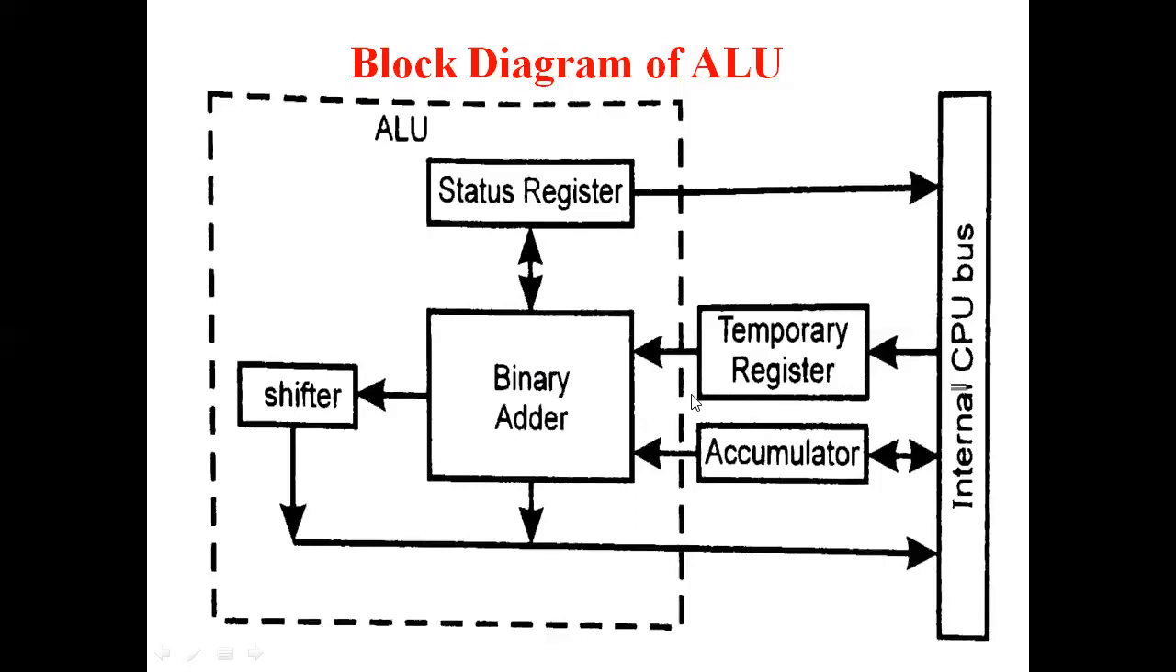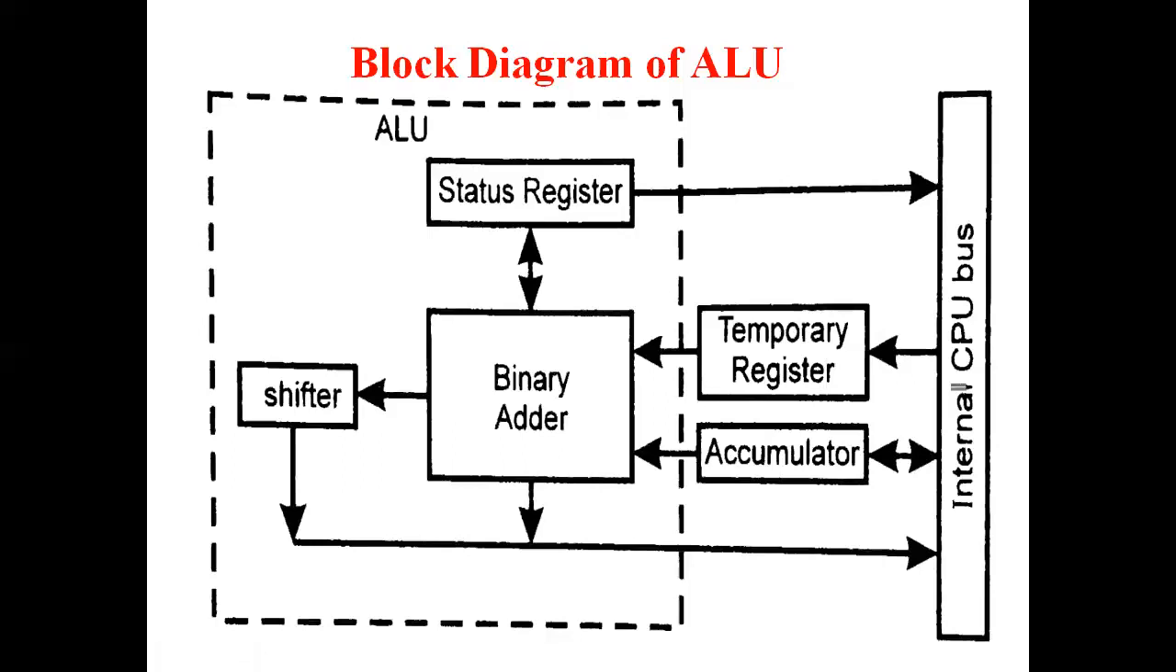Next one is the temporary register and accumulator. The temporary register is used to hold data for arithmetic and logical operations, so it is used for temporary purposes. The ALU has two inputs. One input is supplied by the temporary register and the second input is supplied by the accumulator. The programmer cannot access these temporary registers. They are used internally for the execution of most arithmetic and logical operations.